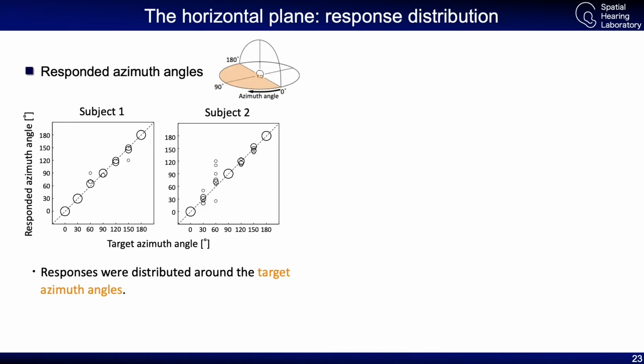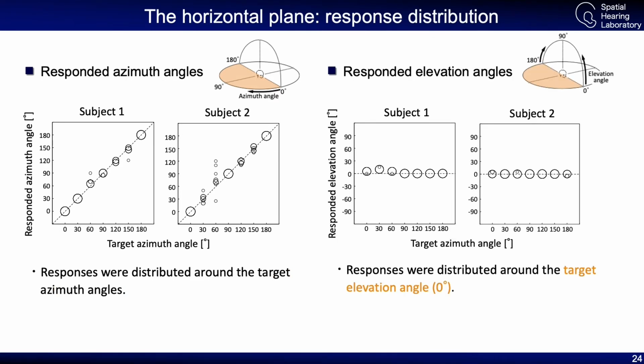These figures show the responded azimuth angles to the individualized HRTF in the horizontal plane. The abscissa is the target azimuth angle, and the ordinate is the responded azimuth angle. For both subjects, the responses were distributed around the target azimuth angles. For elevation angles, both subjects responded around the target elevation angle of 0 degree.